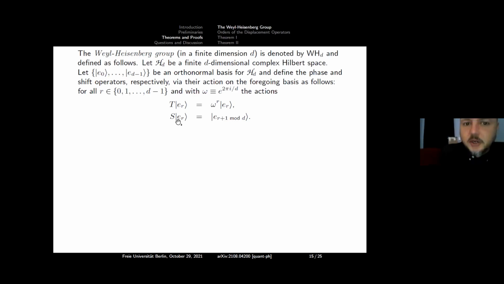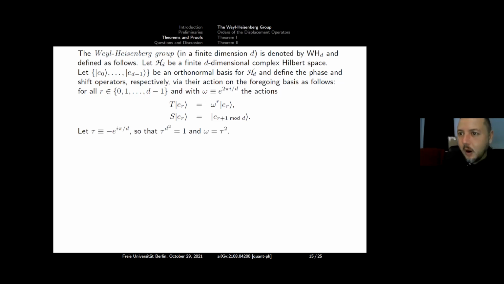In dimension 2, S is the Pauli X, right? So this just cycles the basis vectors. Okay, so this is the clock. And in dimension 2, T is the Pauli Z. So this adds a phase, a root of unity. Here's our omega right here in case you're wondering what the omega is. Okay. So those are the phase and shift operators respectively.